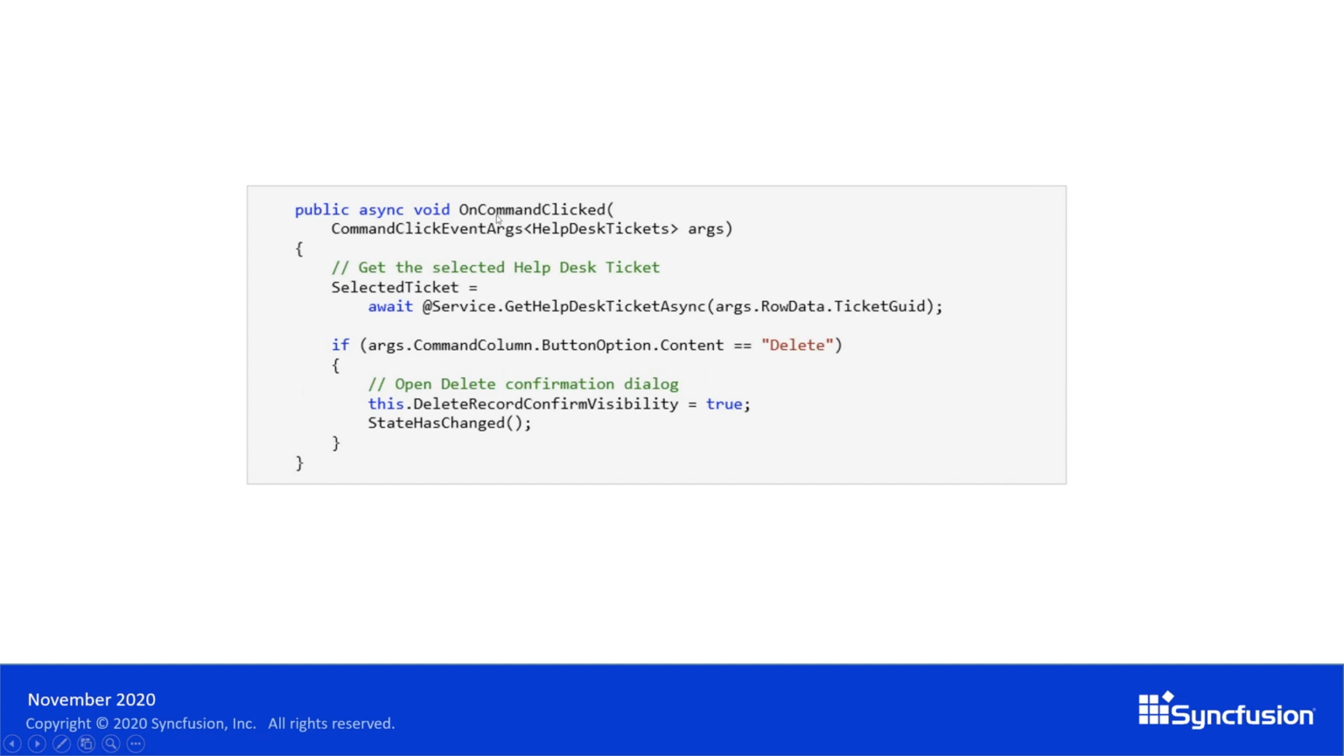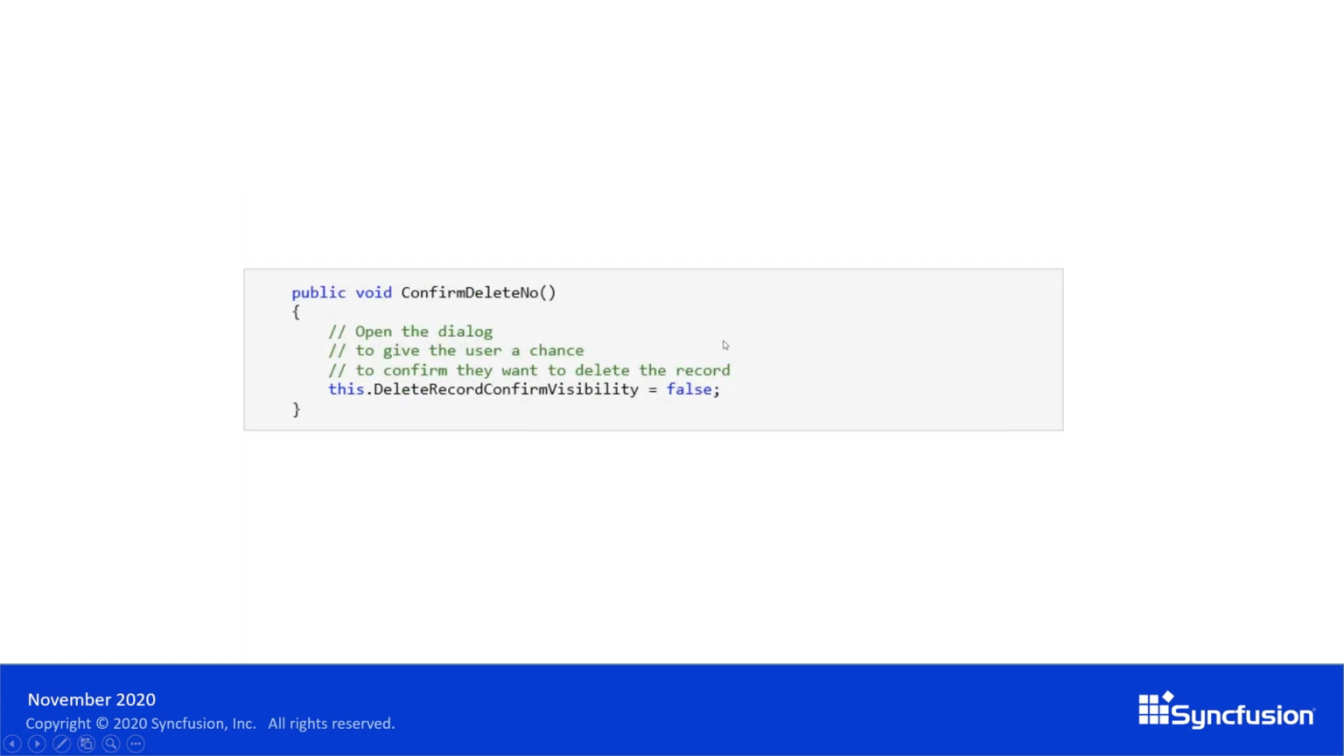And then, like I said, there's this on command click method. In this case, if it is a delete, this line says, did they click the delete button? If so, show that pop-up. And inside that pop-up, if they say no, it just simply makes the pop-up go away. But if they say yes, I need to delete the record and refresh the grid.